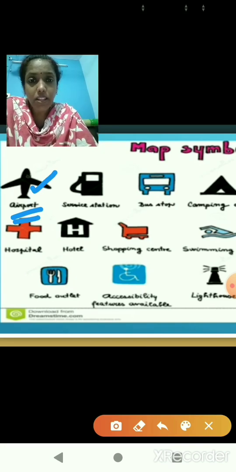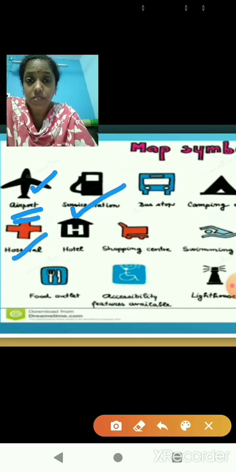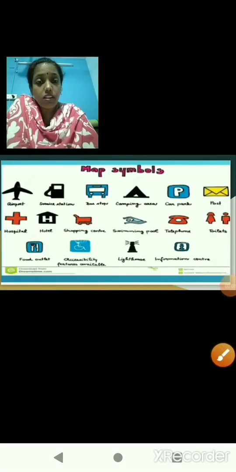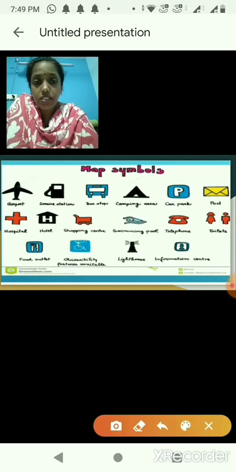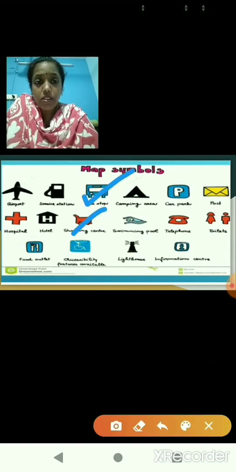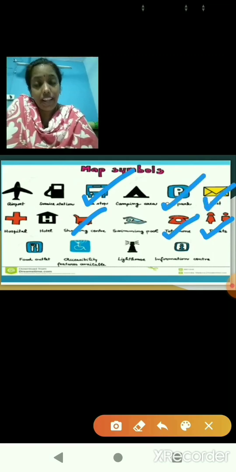Clear? Similarly, service stations, hospital, hotel. The other common symbols are shopping centers, bus stops, toilets, telephone, then car park, post, etc.